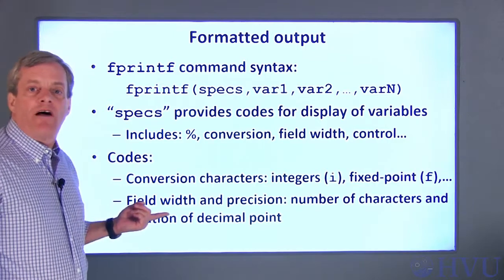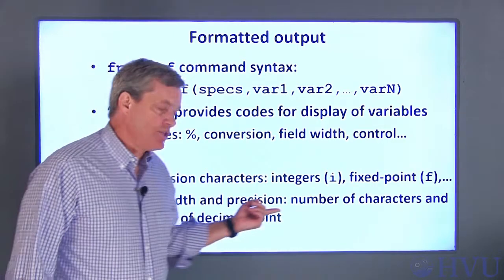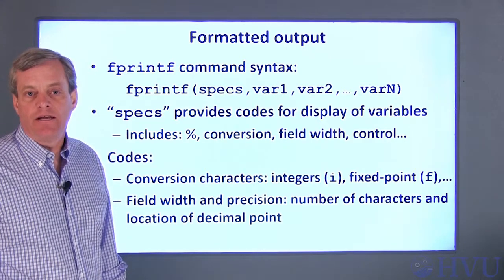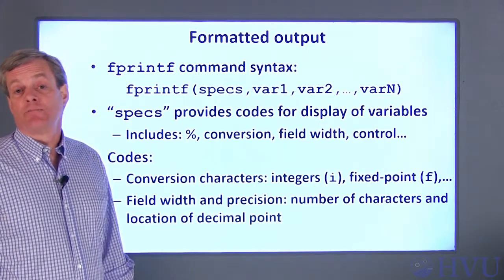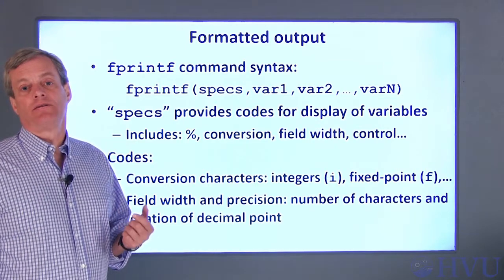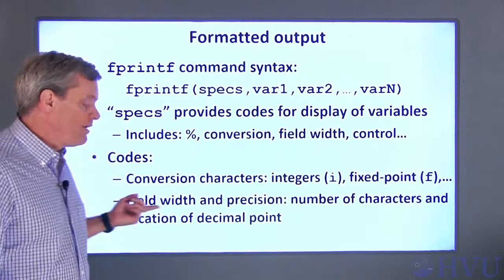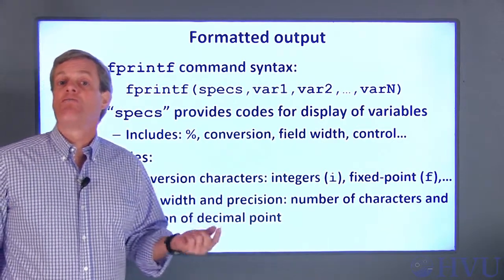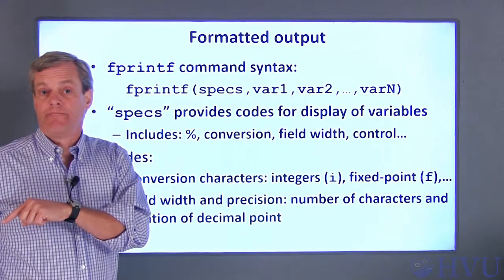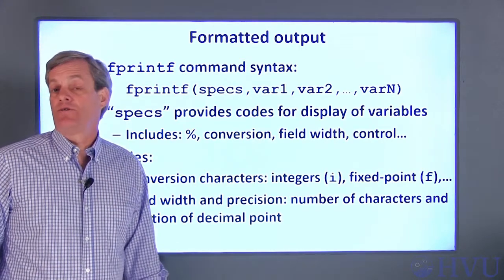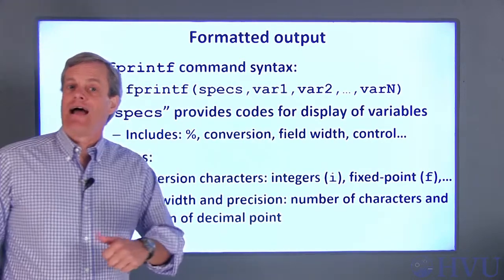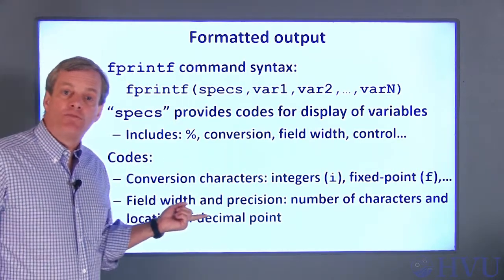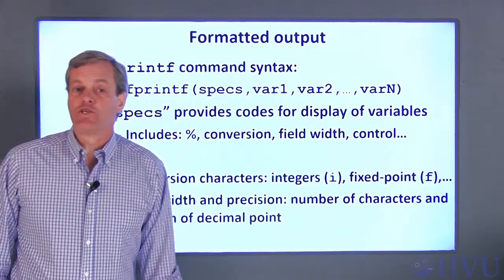We can also specify the field width and precision. The field width specifies the total number of characters being displayed, and the precision specifies the number of digits to the right of the decimal place. For example, the number 12.5 here results in 12 characters being displayed, with 5 to the right of the decimal place. Keep in mind that one character is used for the decimal place itself, so there are actually 6 digits to the left of the decimal place. This code goes between the % sign and the conversion character.